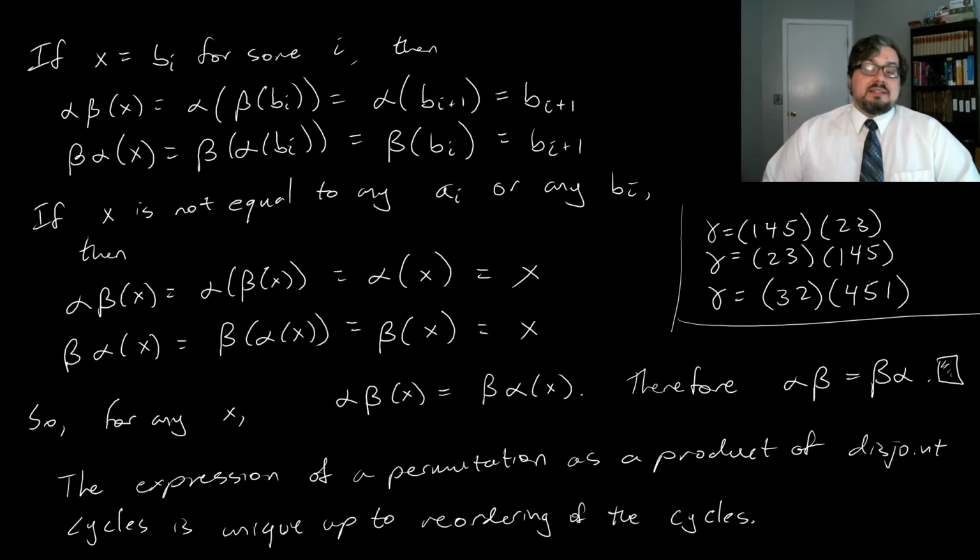Now, one thing that it turns out we can use this for is to determine the order of a permutation very easily. Based on the next theorem, we're going to be able to tell instantly what the order of this permutation gamma is.